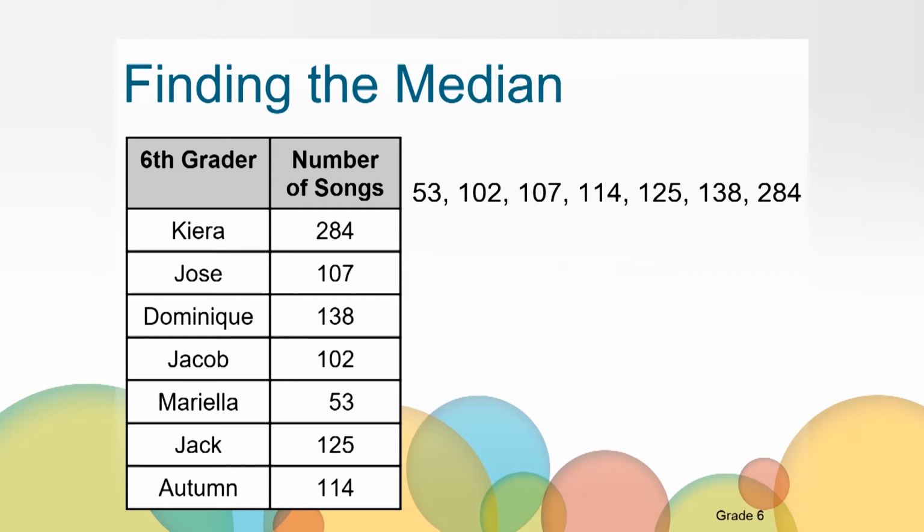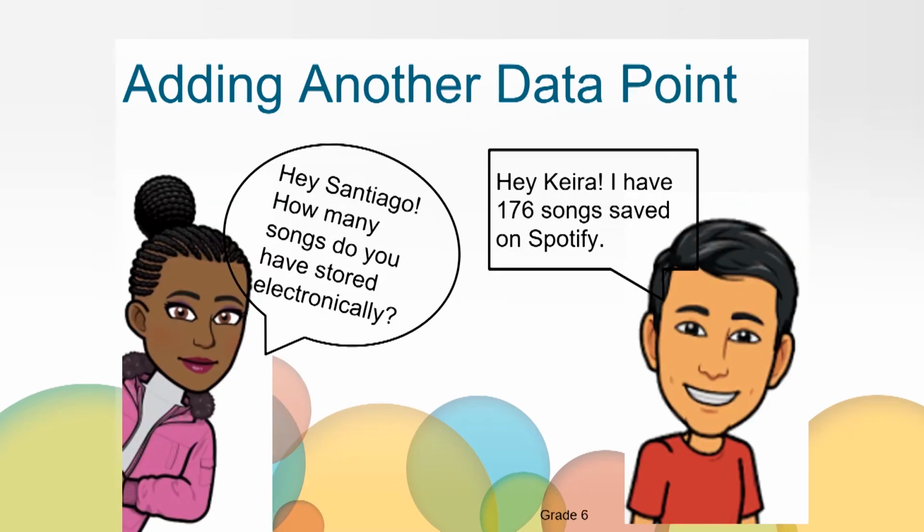Kira decided to order the numbers from least to greatest. She began at the ends, crossing off 53 and 284, and then 102 and 138. Lastly, she crossed off 107 and 125. Now she has found the number in the middle. 114 is in the middle because it has 3 data points on each side. Kira thought about her strategy and decided it made sense since there's an odd number of data points. 114 describes the median number of songs that each person has.